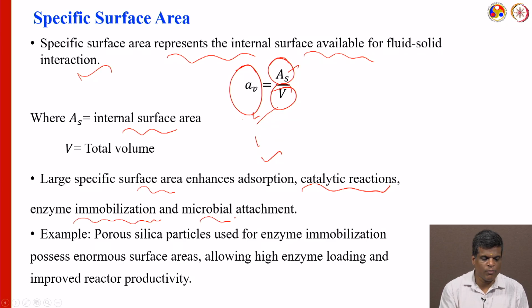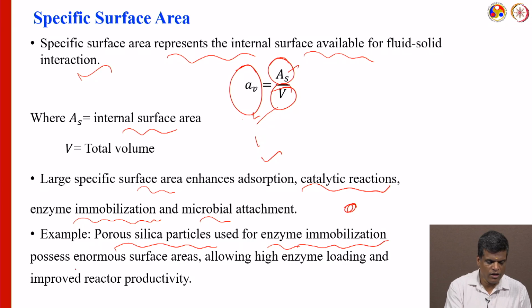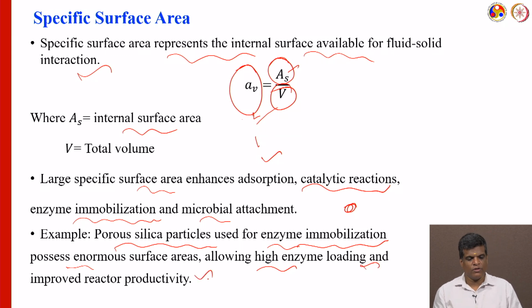What is the best example for this? The porous silica particle. Normally the porous silica particle is used for enzyme immobilization, and it possesses enormous surface area, allowing high enzyme loading and improving the reactor productivity. So, if you increase the surface area, then automatically most types of processes get more efficient.